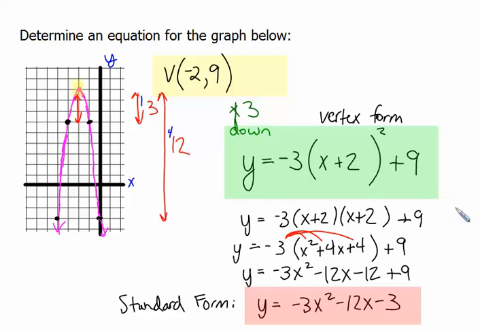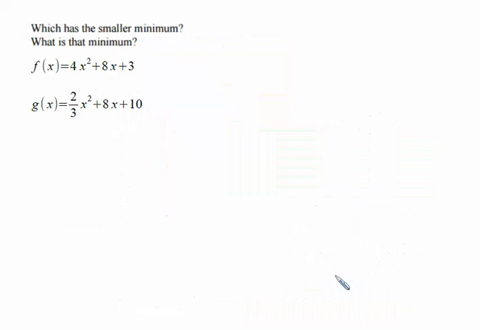One more extension of graphing. We looked at some problems like this in class, where we're trying to identify which graph has the smaller minimum and what that minimum would be. How do we know these have minimums? Well, the number attached to the x squared is positive. So when we graph each of these, it'll be a u opening upwards. And those u's opening upwards will have a smallest point, and that smallest point is called the minimum.